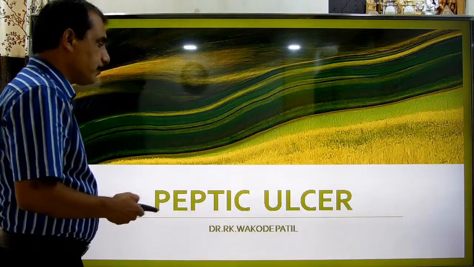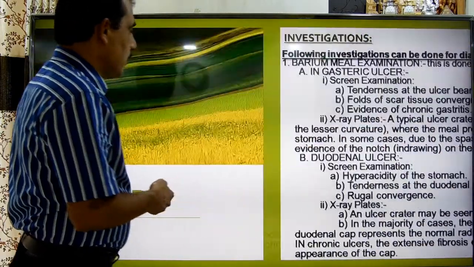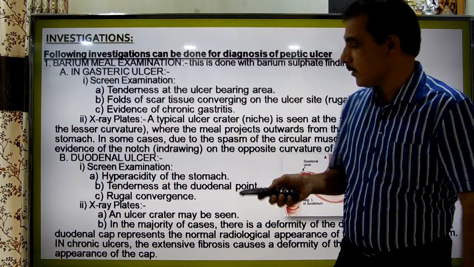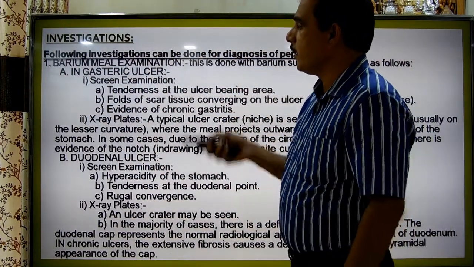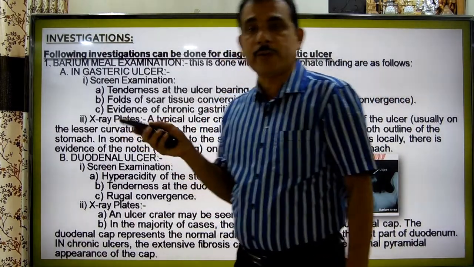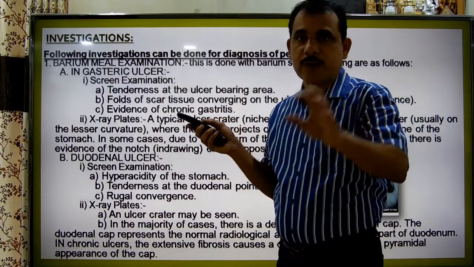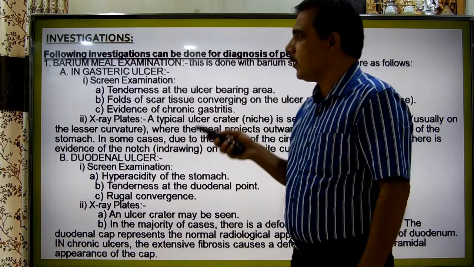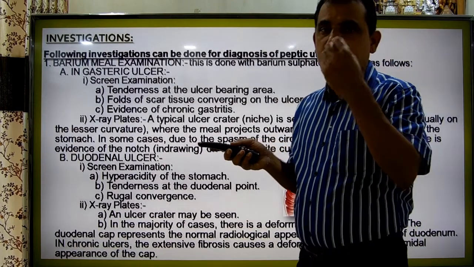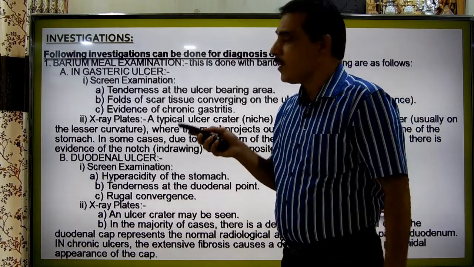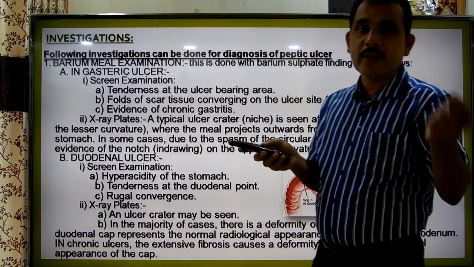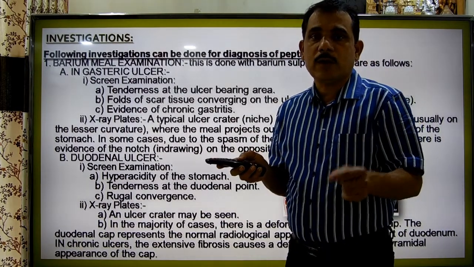First of all, I will talk about the investigations. After the clinical features, comes the part of the investigations in peptic ulcer. The first and very important investigation, which confirms the diagnosis of peptic ulcer, is the barium meal examination. So, ask the patient to take the barium sulfate, and then you go for the examinations. And what findings are found on the barium meal?